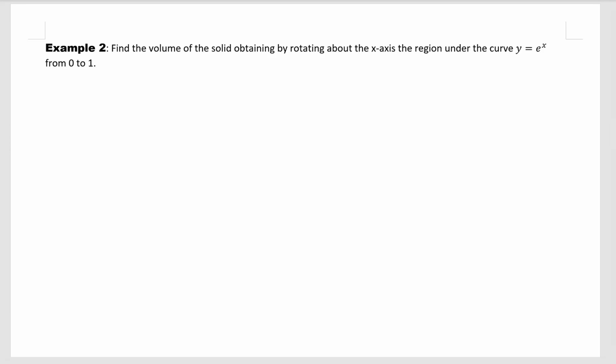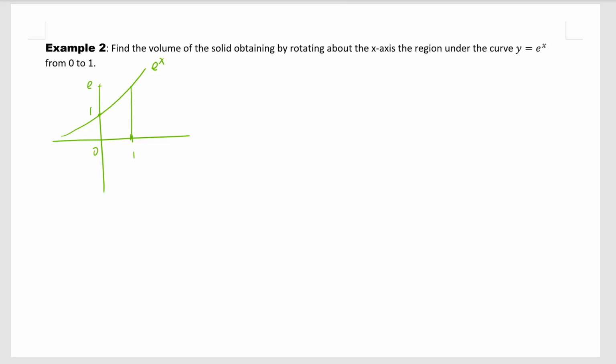Find the volume of the solid obtained by rotating about the x-axis the region under the curve y equals e to the x from 0 to 1. Okay, so let's draw the picture. E to the x. Remember, I asked you to memorize all the common graphs. So e to the x looks like this, and this is the point (0, 1). We're looking for x from 0 to 1. At 1 it is e.